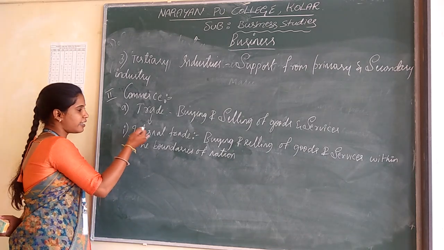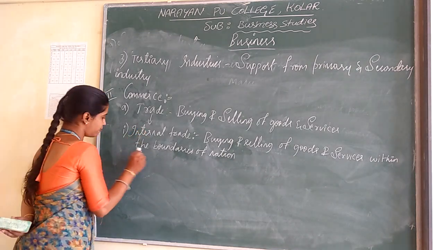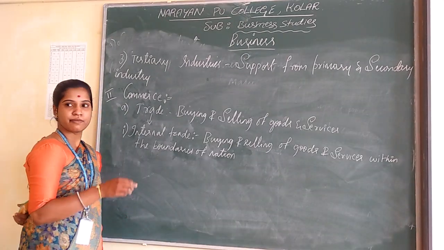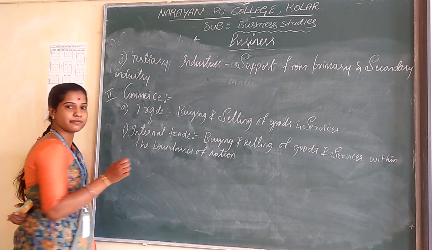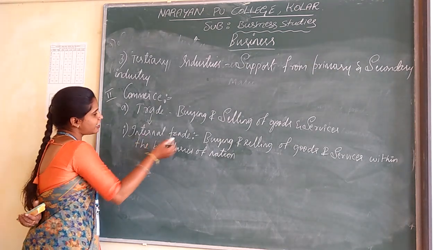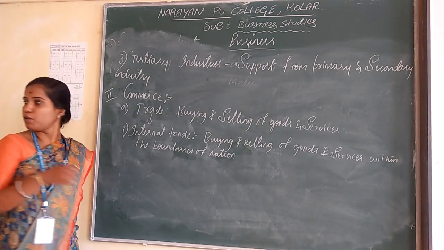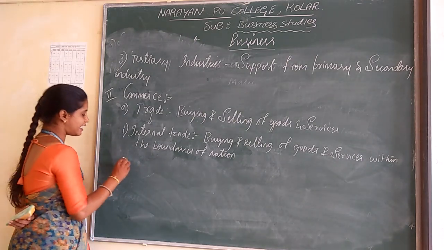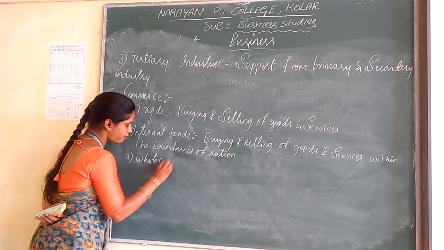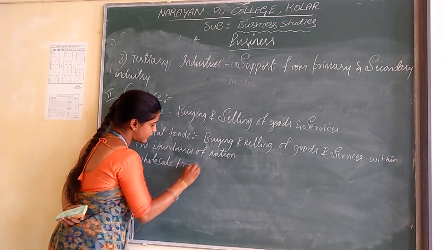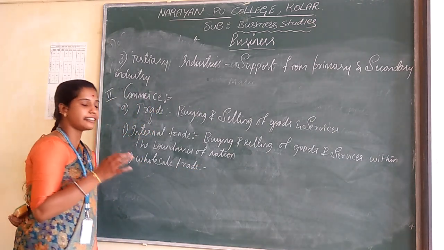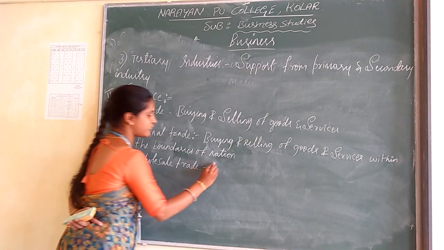So again here the internal trade can be classified into wholesale trade and retail trade. So the first one is wholesale trade. So the wholesale trade refers to a buying and selling of goods and services.